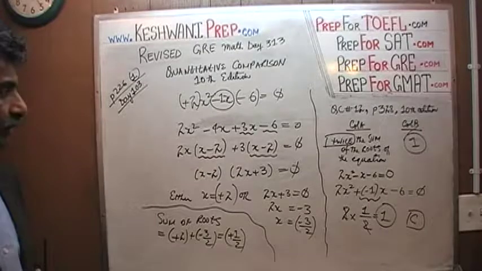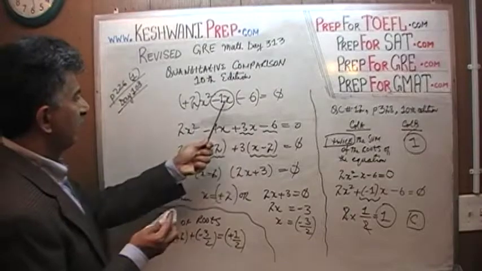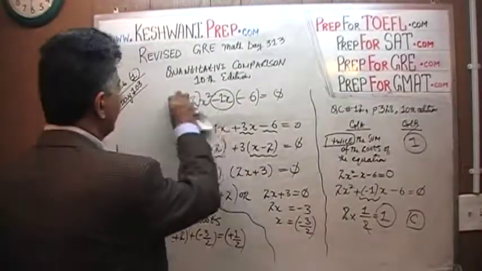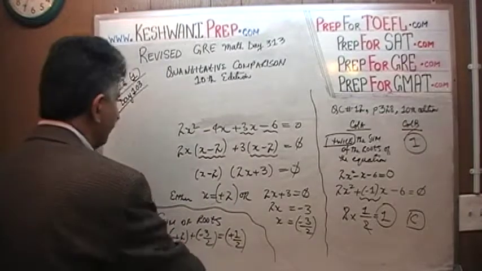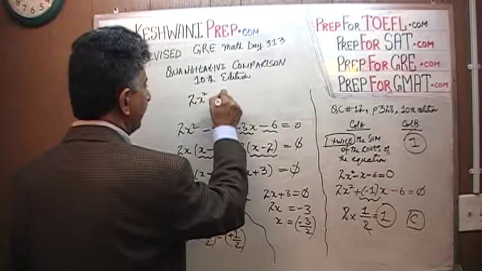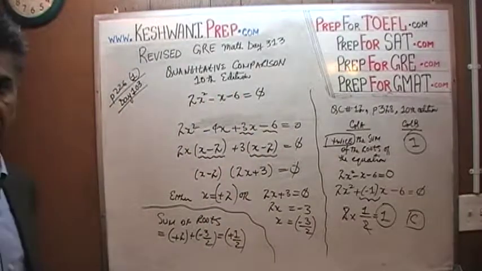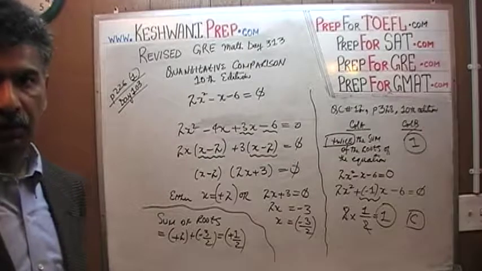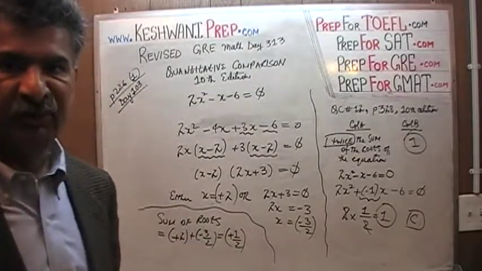One more time, here's how the question goes. So they give you the equation here: 2x squared minus x minus 6 is equal to 0. And your job is to first of all find the roots of this equation very quickly. You can't take forever and ever. This process that we did here should take just few seconds.